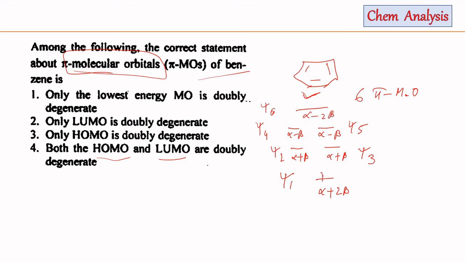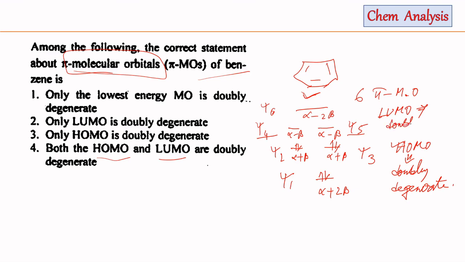If you put the 6 electrons in the pi molecular orbitals, then the HOMO will be psi 2 and psi 3, that is, they are degenerate. So HOMO is doubly degenerate, as we can see here. And the LUMO, the lowest unoccupied molecular orbital, will be psi 4 and psi 5, and they are also degenerate, that is, LUMO is also degenerate. For benzene, both HOMO and LUMO are doubly degenerate. So among the given 4 options, option number 4 is the correct answer.